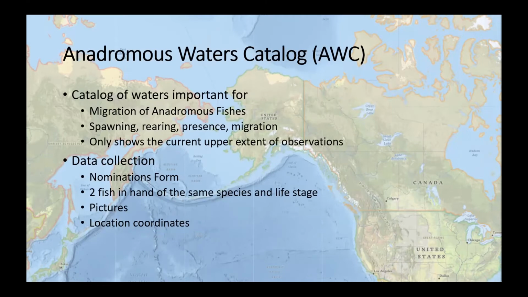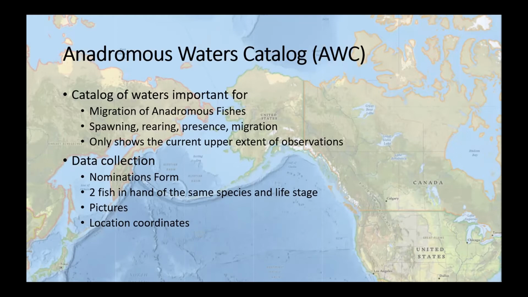So the Anadromous Waters Catalog is all of the documented anadromous waters that anadromous fish use, sorry. And in order for a waterway to be mapped on the AWC, an ADF&G staff or another collaborator collected data with specific parameters and submitted it to ADF&G. These are a bit different than the NHD lines.